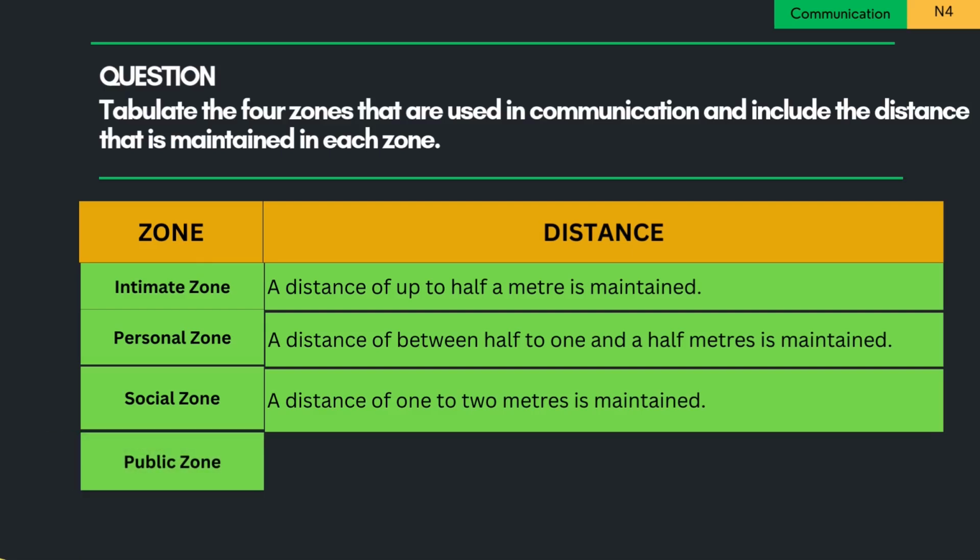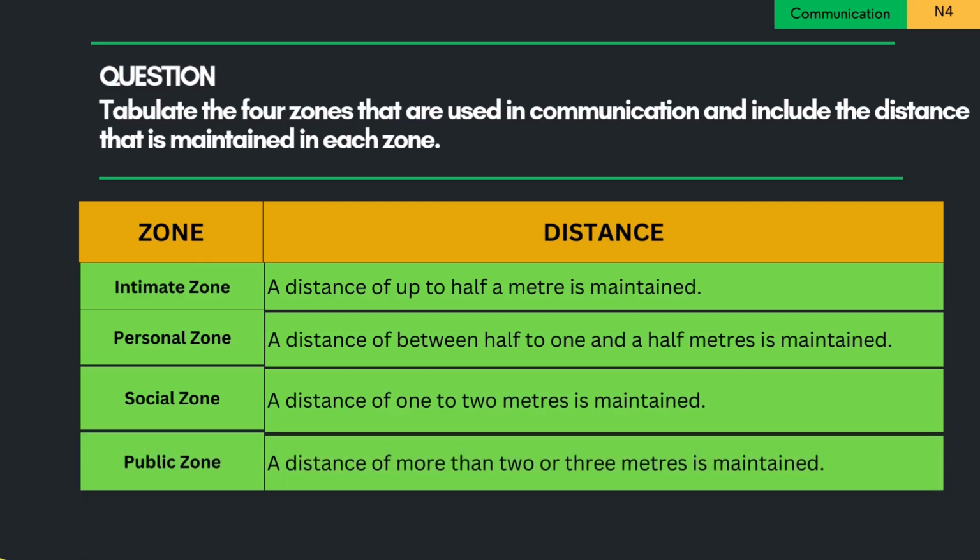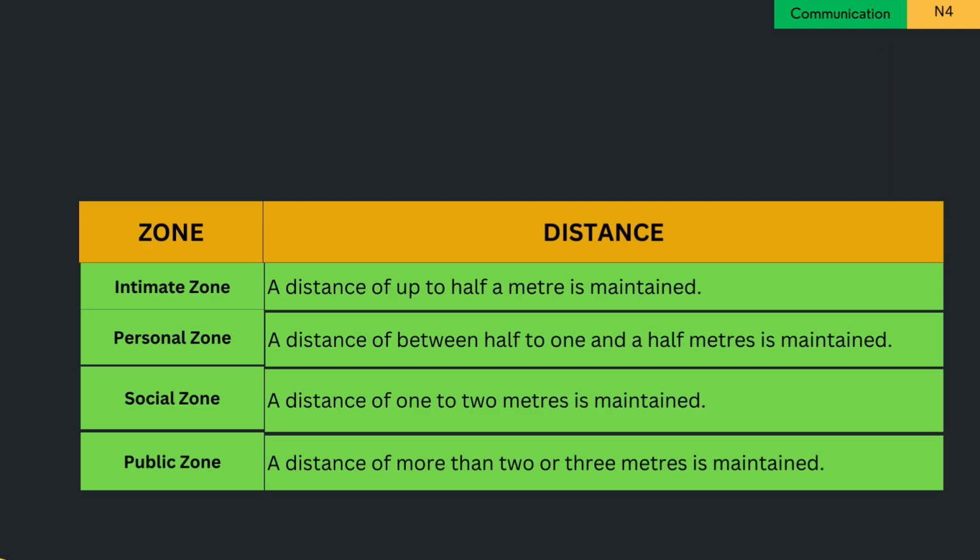4. Public. A distance of more than 2 to 3 meters is maintained. For instance, a speaker addressing a crowd during a public presentation or event.